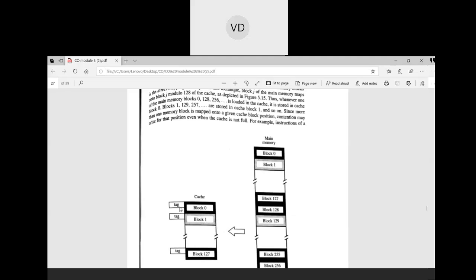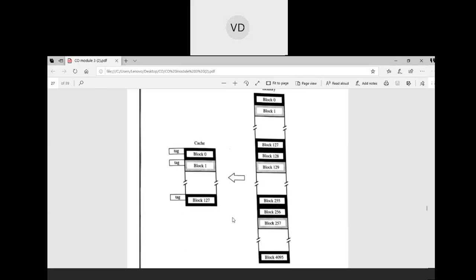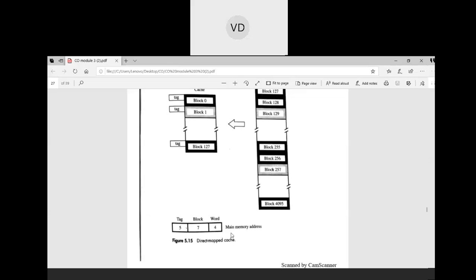Tag is a special unique identification number which is given to each block in the cache memory. While generating the address in the main memory, block 255 of the main memory is matched with the tags here. So, which tag is matching? Inside that we are going to search for that particular data.